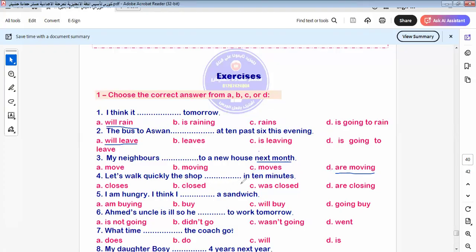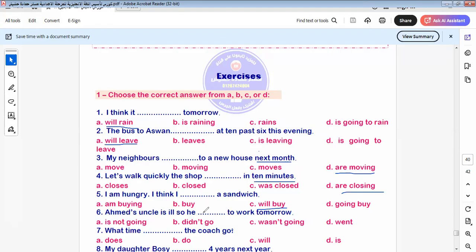Let's walk quickly, the shop closes in 10 minutes. The shop is closing. I'm hungry. I think I will buy a sandwich. Here it is "will" because it expresses the future.